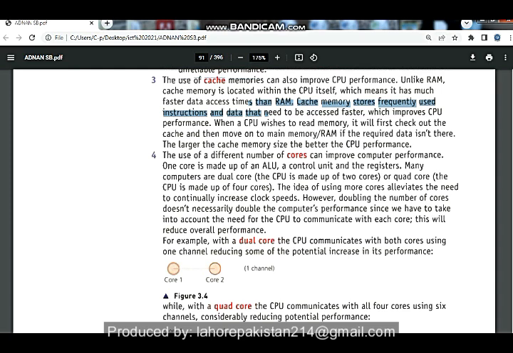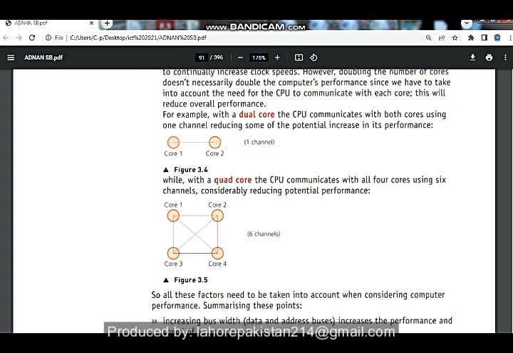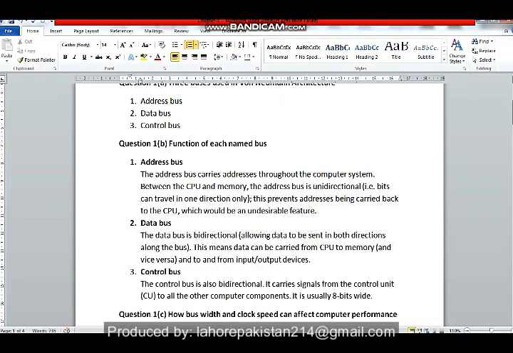In the fourth point, yes, you can use a number of cores, which are independent systems of ALU, control unit, and registers. They do a lot of good to your computer, but if you increase the number of cores beyond a certain limit, the performance of your computer will decrease, because all the cores have to communicate with each other. So if you increase the number of cores, there is a risk of reduction of performance, because all of the cores need to communicate with each other also. This is what I have mentioned over here in my answer.